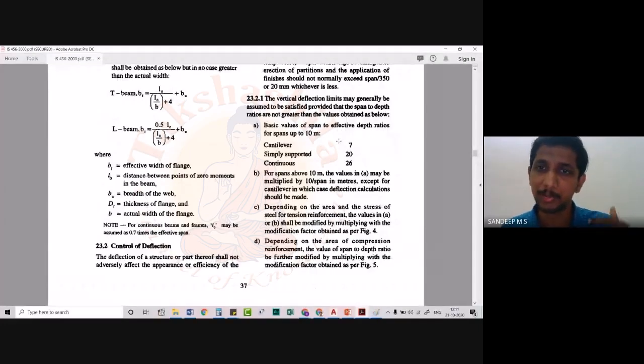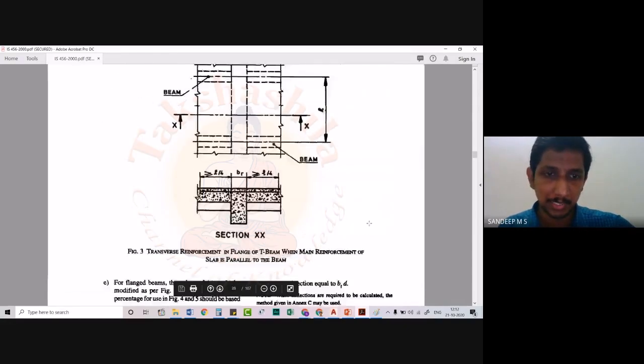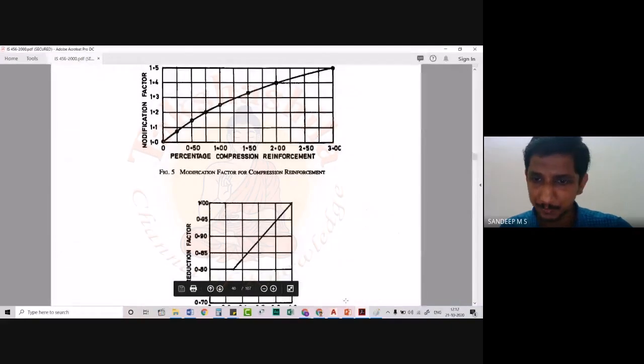To start with, we require an L by D ratio. Based on whether it is a simply supported beam, a continuous beam, or a cantilever beam, you have these L by D ratios mentioned in clause number 23.2.1a. If the span is greater than 10 meter, you have to take up these values and multiply the respective values by 10 by your actual span. I hope it is clear to you. That is regarding these clauses.